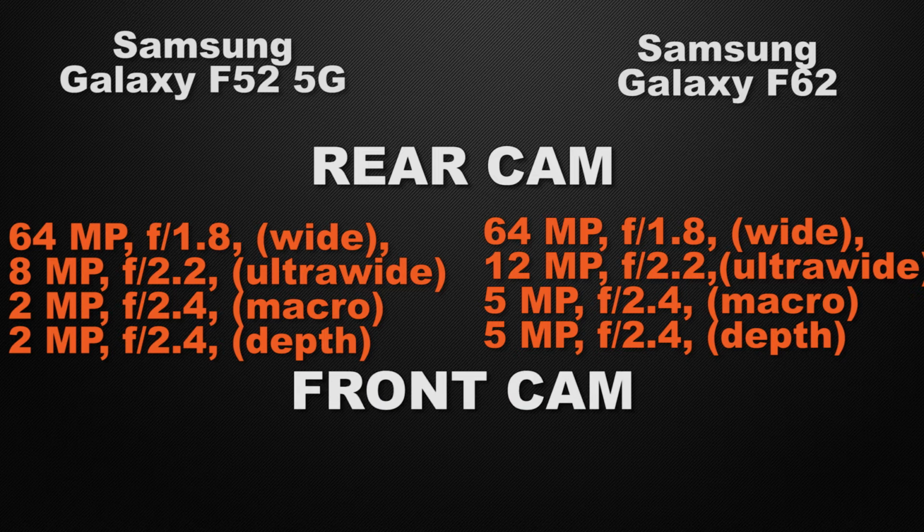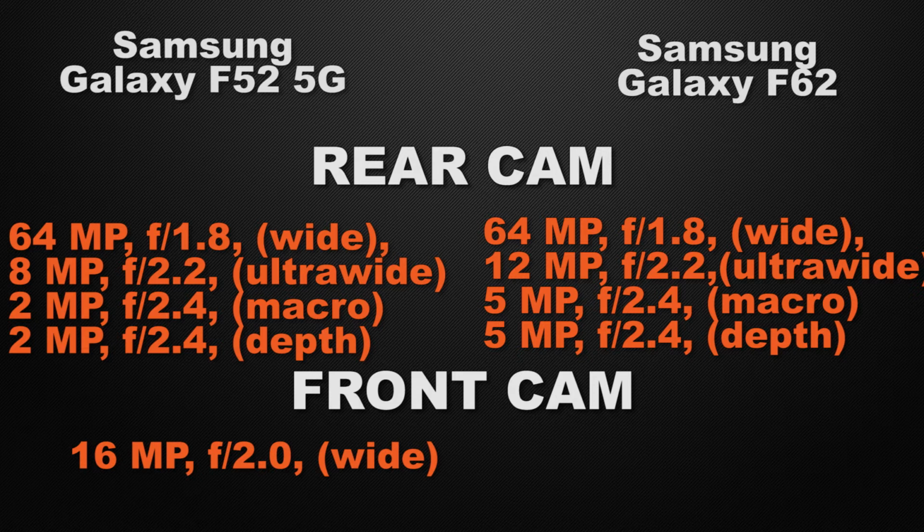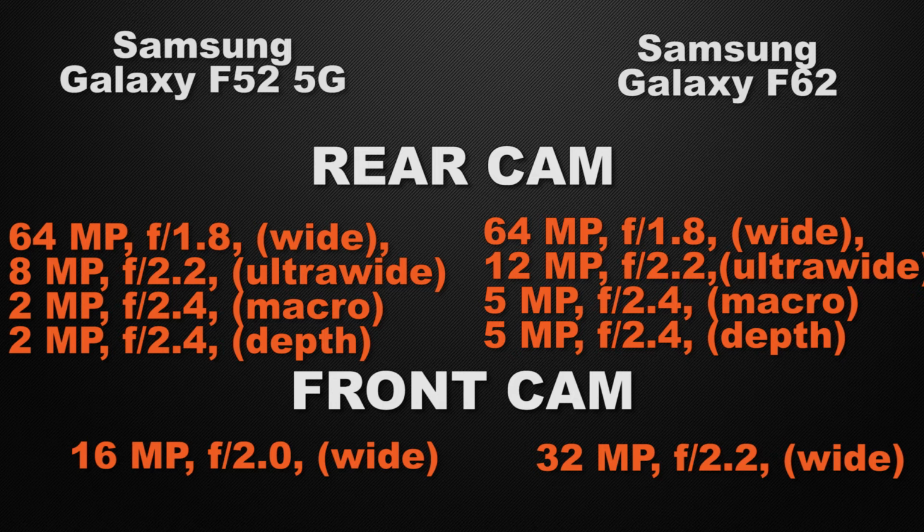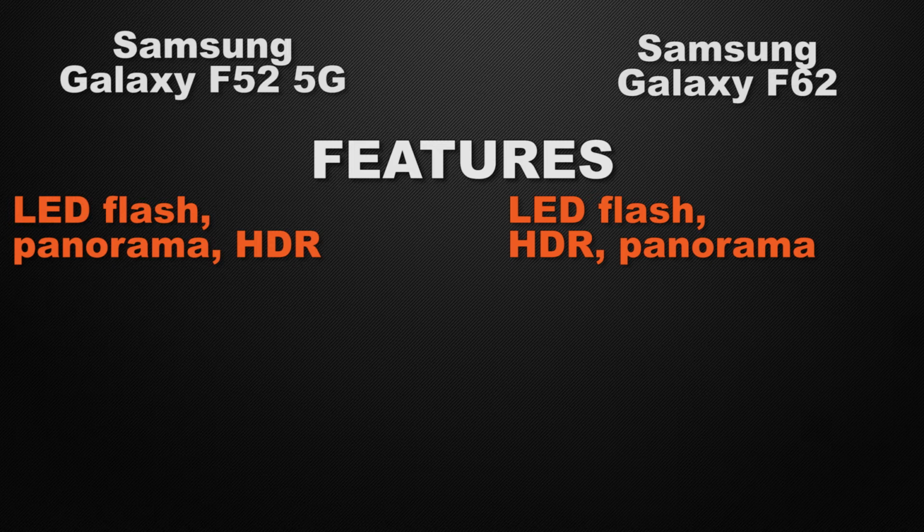And about the front camera of the devices, F52 has a 16 megapixel wide camera, whereas F62 has a 32 megapixel wide camera. So the winner here is F62 because it can take less noisy photos in low light conditions. Let's talk about the camera features of the devices. F52 has LED flash, HDR and panorama, whereas F62 has LED flash, HDR and panorama. So I will call it a tie.